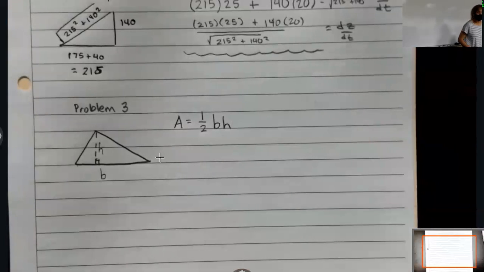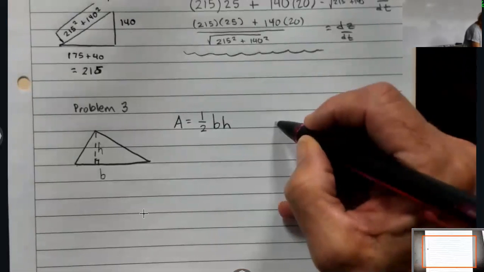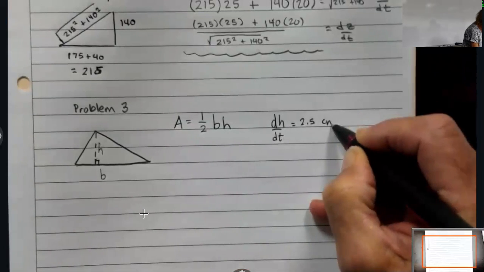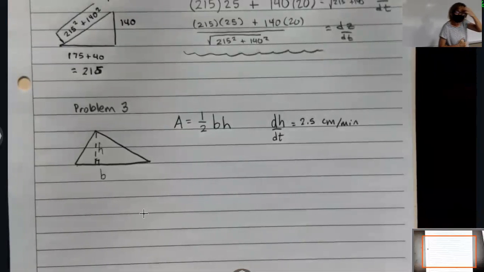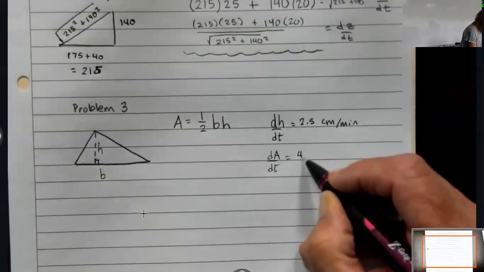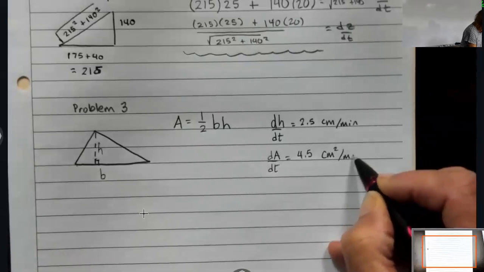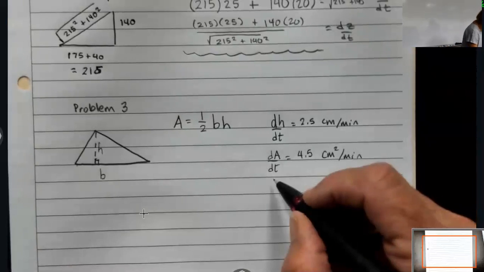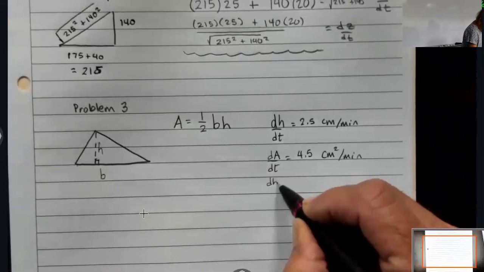Now we're going to try to pluck those numbers out of the paragraph. So let me look back in here. It says the altitude is increasing at 2.5 centimeters per minute. So dH dt is 2.5. The area is increasing by 4.5 square centimeters. dA dt is 4.5 square centimeters per minute. At what rate is the base of the triangle changing? So our job is to find dB dt.